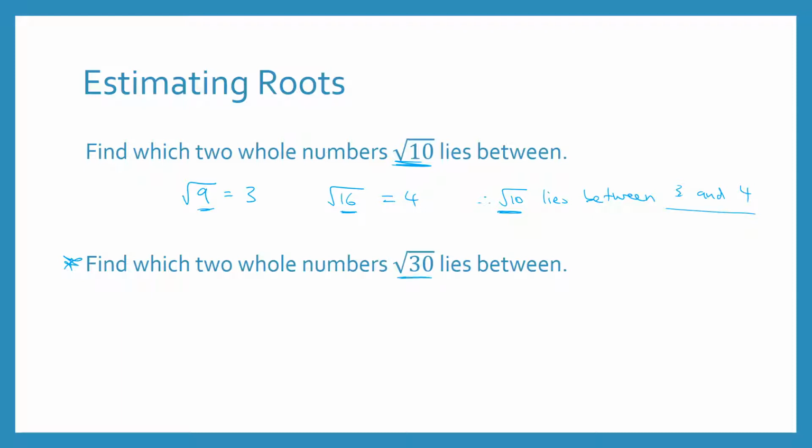Okay, so we don't know what the square root of 30 lies between, but we think of numbers close to it. I think of 36. So the square root of 36 is 6. Now 36 is bigger than 30, so we'll go down 1. So the square root of 25 is 5. And 30 is between 25 and 36. So we can say, therefore, the square root of 30 lies between 25 and 36, between 5 and 6.